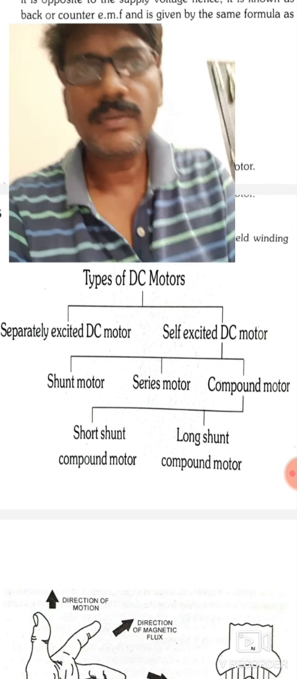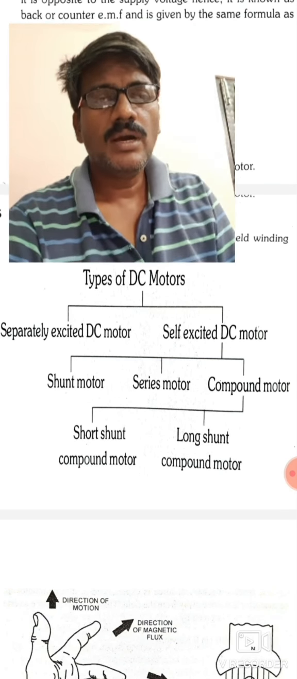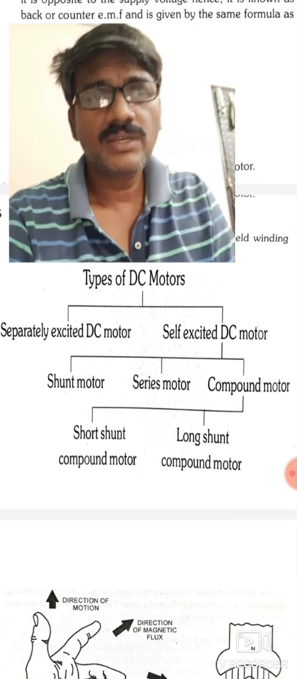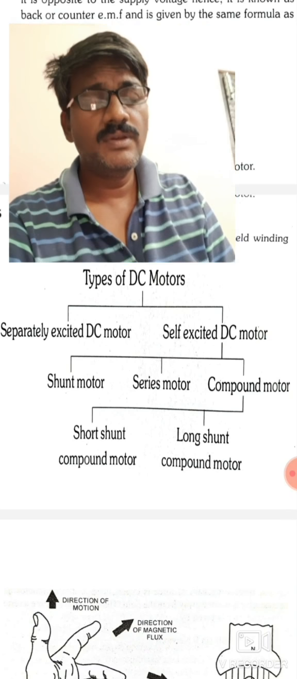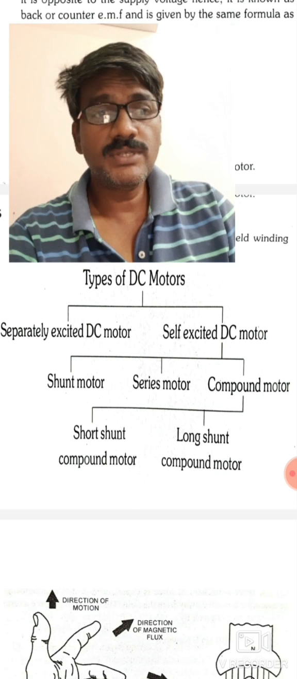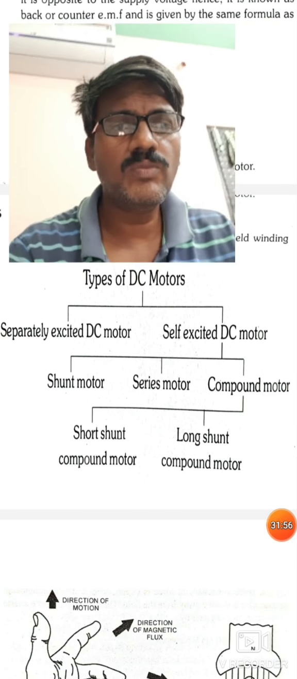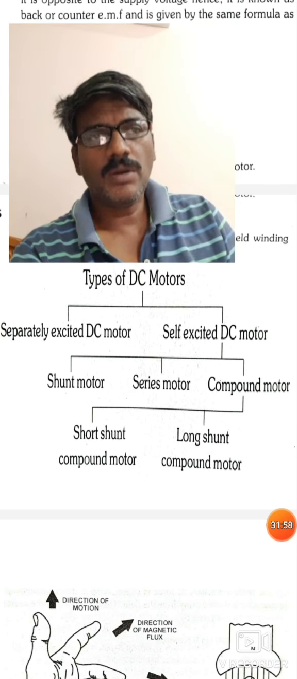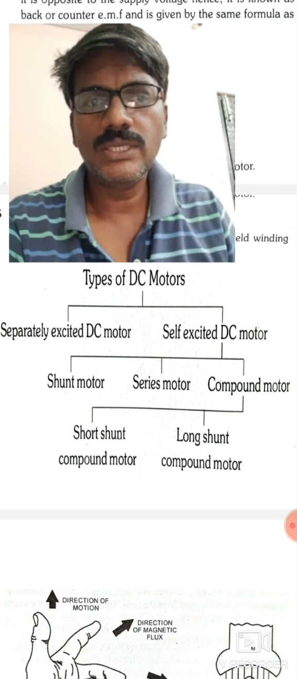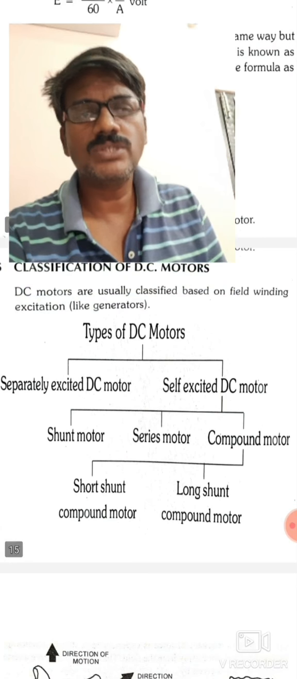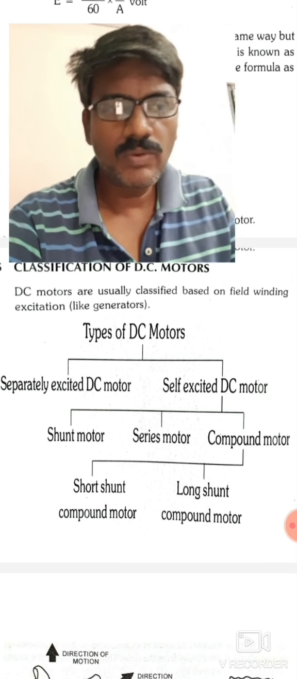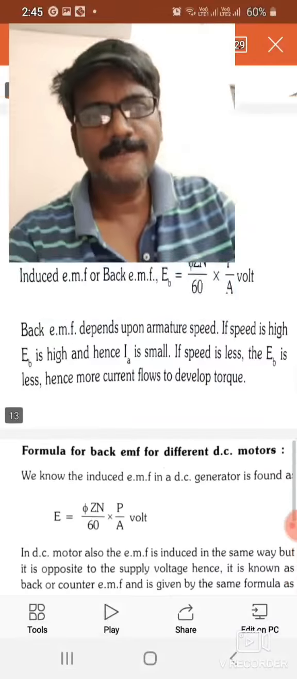In a compound motor, both shunt and series field windings exist. So again, we have two types in the compound motor: short shunt and long shunt. If the shunt is short, it is known as short shunt. If the shunt is long, it is known as long shunt compound motor.